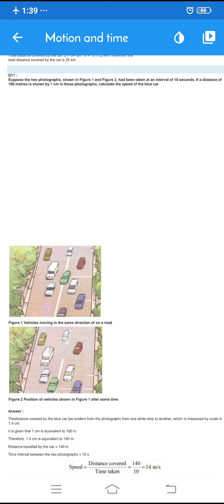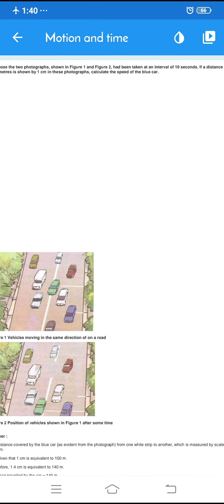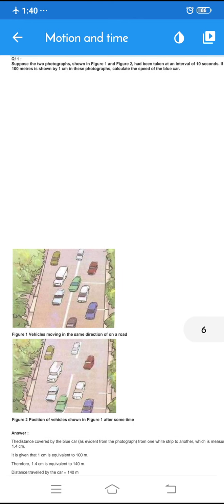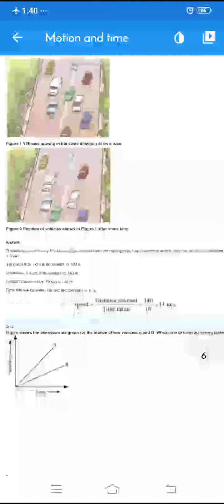Let me read the question now. Suppose the two photographs shown in figures 1 and 2 had been taken at an interval of 10 seconds. If a distance of 100 meters is shown by 1 centimeter in these photographs, then calculate the speed of the blue car. So the question is as follows. Look at the figures once again, all of you, clearly.